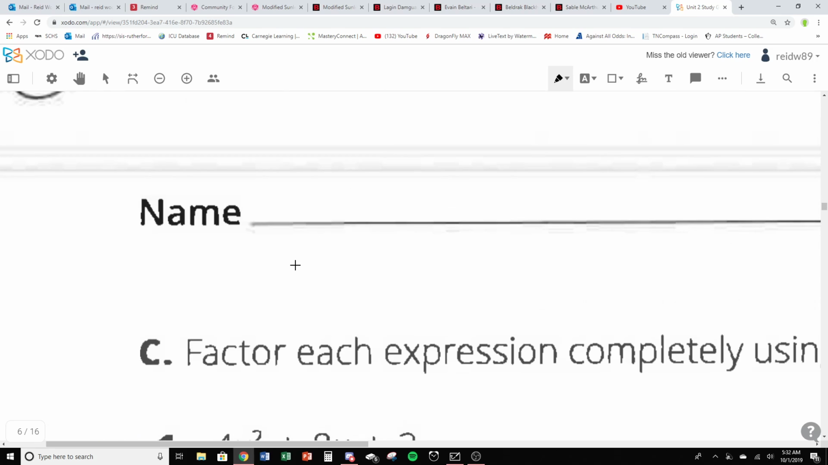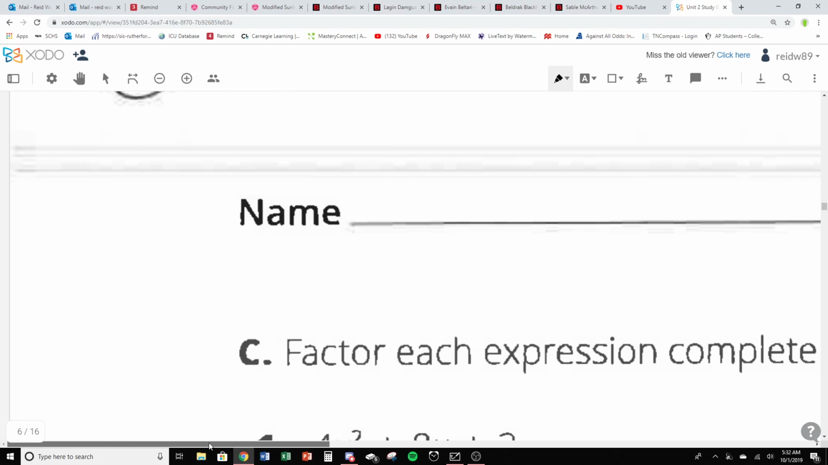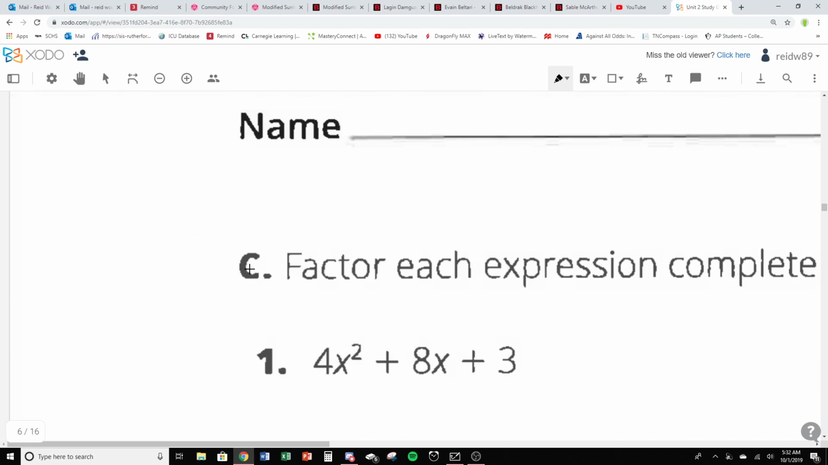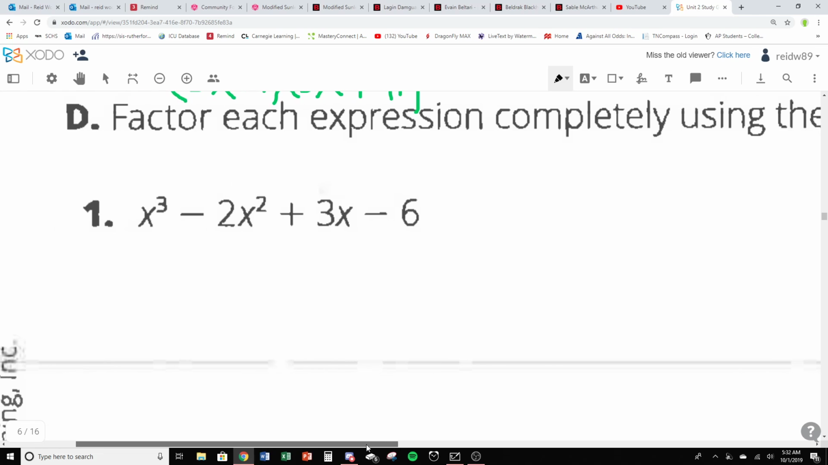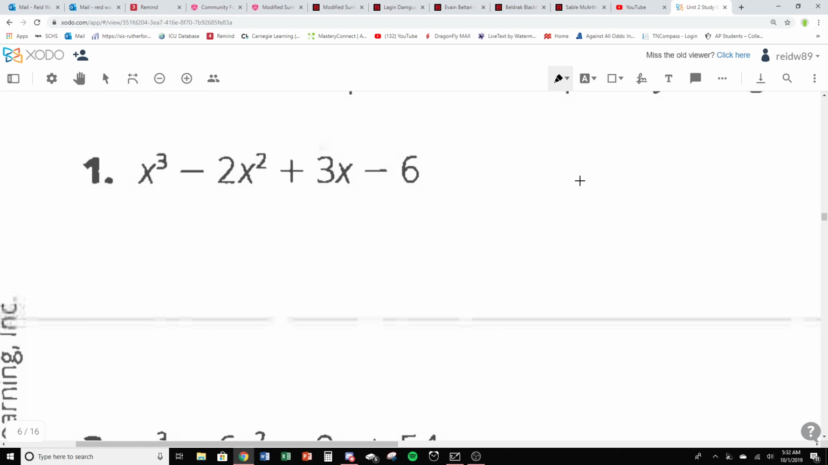This is on page, let's see, I guess this is 6. So that's the page I'm on, and this is section D. And we're just going to do this first example right here. I'll be writing out steps to the side. You can definitely add this to your sheet as well or in your notebooks.